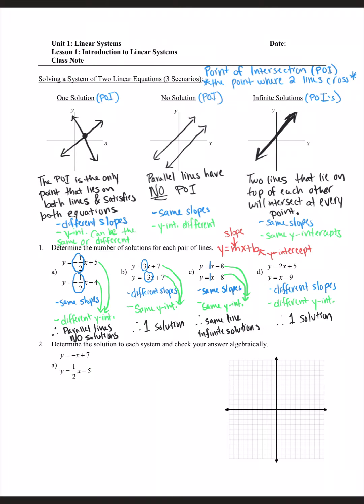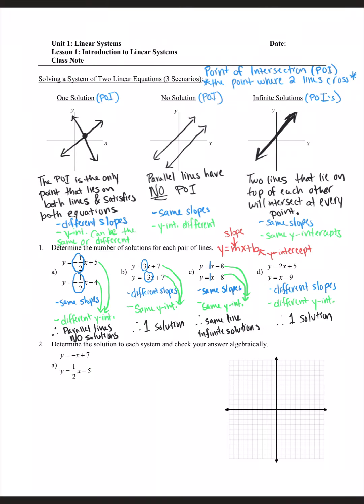The next part of the note is we're going to determine the solution for an actual system now. So it's great we can identify if we have 0, 1, or infinite solutions, but let's actually try to figure out, well, what is that solution? We will break down what our slope and our y-intercept is, and then we will put those on the graph and see if we can then check our answer algebraically.